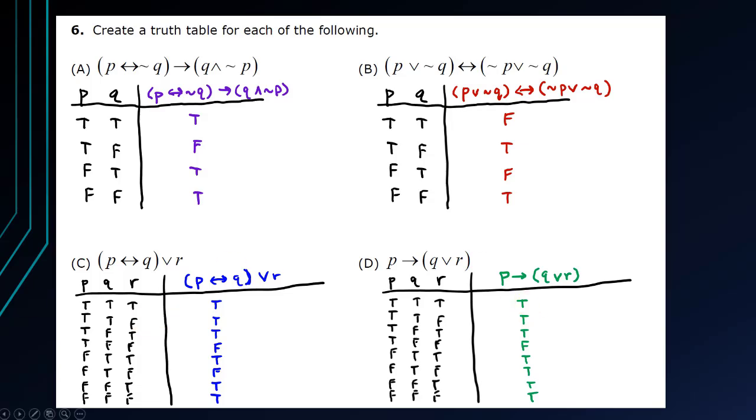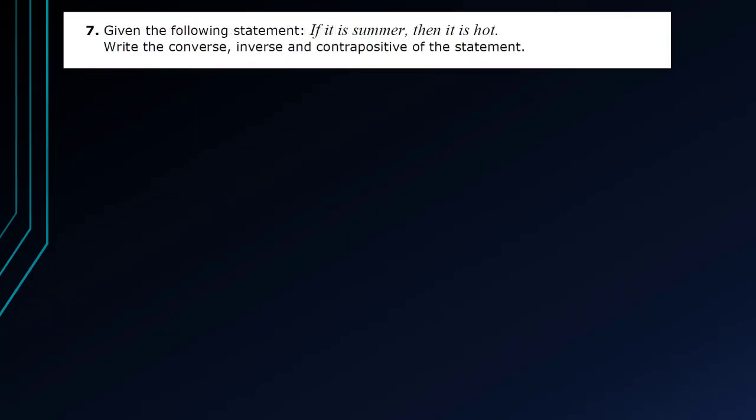But on to number 7. Number 7, you're given the statement, if it is summer, then it is hot, and you're asked to write the converse, inverse, and contrapositive of the statement. So basically, if I have a conditional statement, an if-then statement, the converse is simply switching the then part and the if part. So, instead of saying if it is summer, then it is hot, I'm going to say if it is hot, then it is summer.